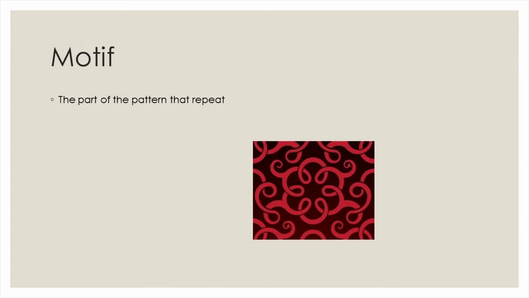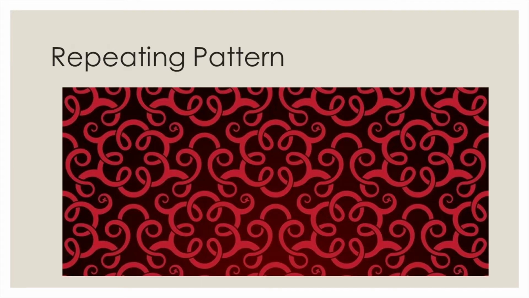Let's start by talking about what a motif is. A motif is a decorative design or pattern, and it's the part of the pattern that repeats. We're going to talk about 2 different kinds of patterns. One is a repeating pattern. In a repeating pattern, your motif will be arranged in a regular or formal way. That means that it's going to have a rule to it.